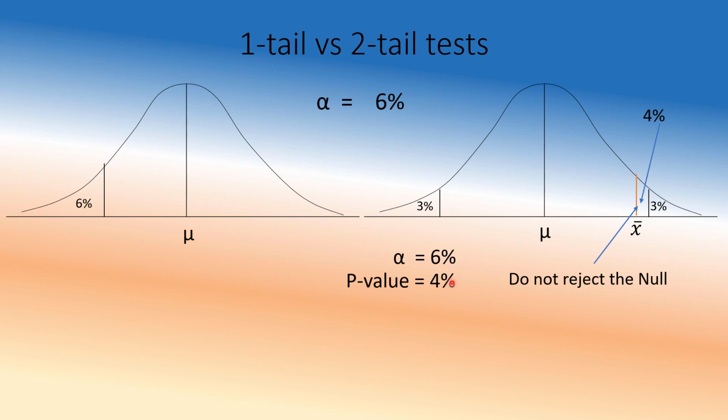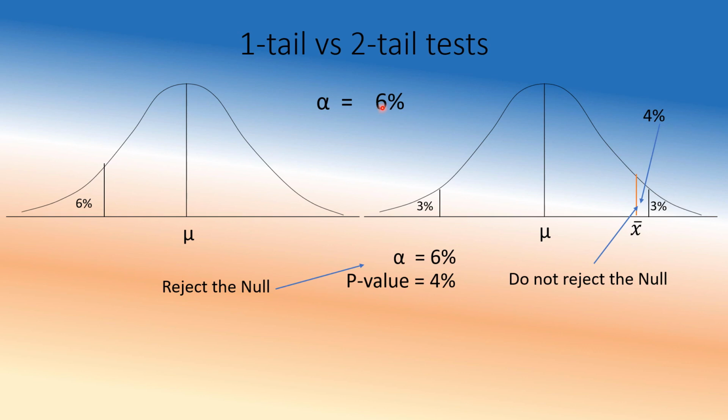And what did we learn so far? Reject the null if p-value is less than alpha. But it is 6% versus 4%. So which of the two is right? Don't reject the null or reject the null? That's the dilemma we have. So what's happening here is that we split alpha into two parts, 3%, 3%. We are comparing the 4% to half of this.